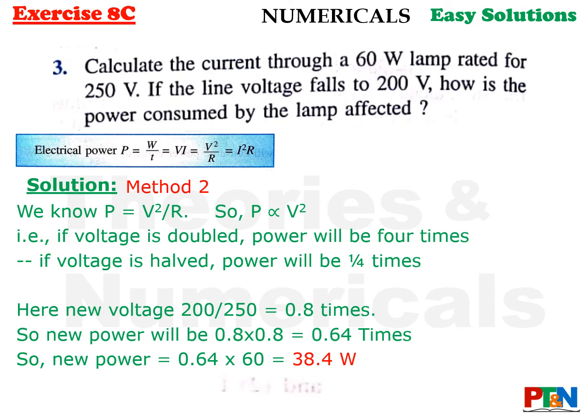Now method 2. Power is V square by R, so power is proportional to V square. That means if the voltage is doubled, power will be 4 times. If the voltage is halved, power will be 1/4 times. So here you have to say by what fraction the voltage is changing. The new voltage is 200 by 250, that means 0.8 times. So the new power will be 0.8 into 0.8, that is 0.64 times. So the new power will be 60 into 0.64, that is 38.4 watt.